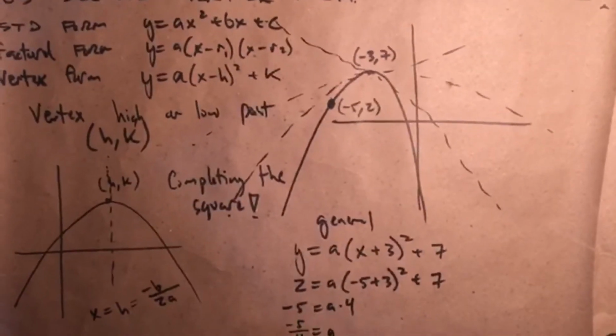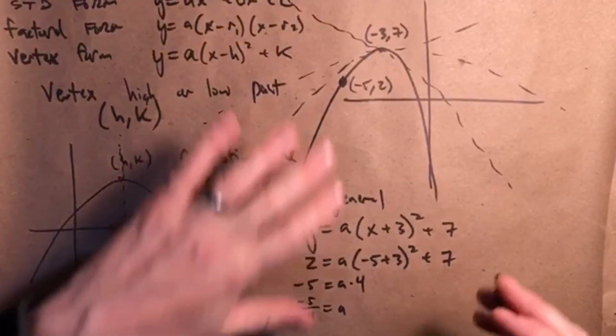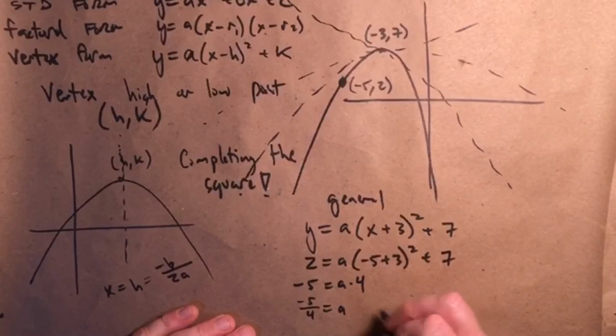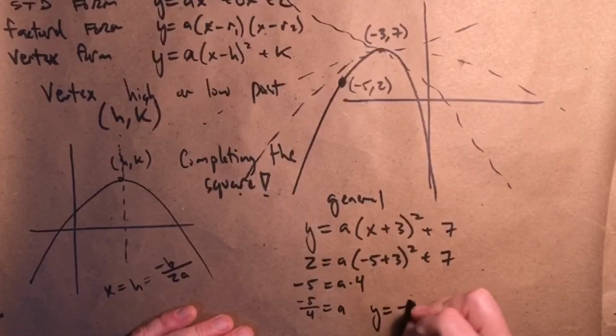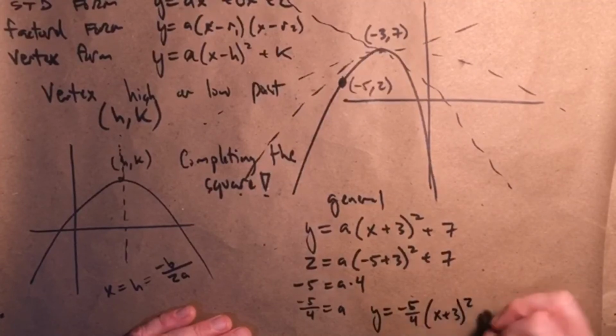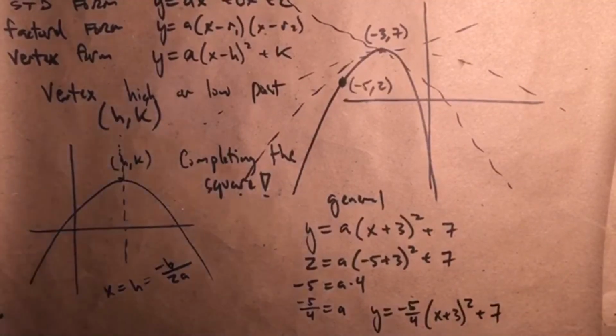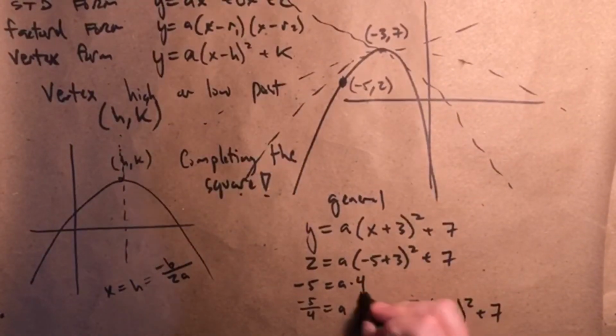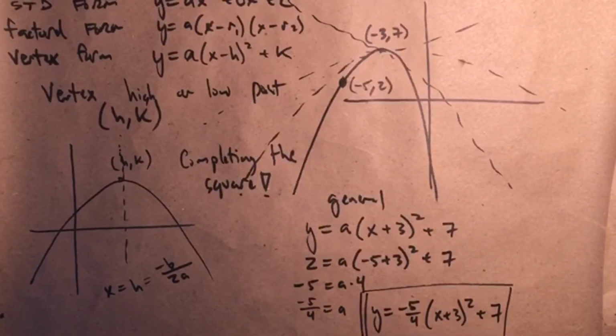And so what we can say is that our quadratic, the specific member of the family that we were talking about, is y is equal to negative 5/4 times (x plus 3) quantity squared plus 7. And if I wanted to, I could blow this thing out, but really, this is a perfect solution to our problem.